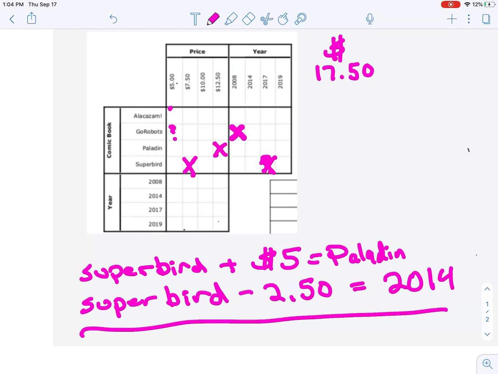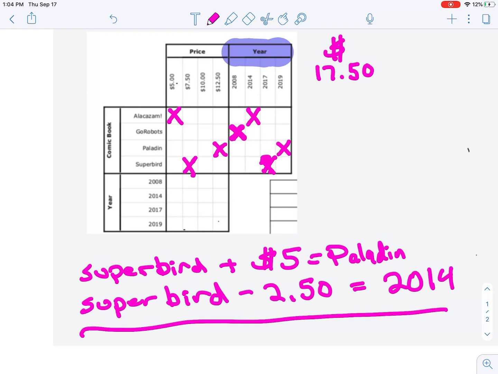Is it Go Robots or is it Alakazam? And remember, this one is 2014. Well, this one's already 2008. So 2014 must be right there. So that's how I know it's Alakazam. Okay. All right. Very good. So now I'm going to look over here at my years column, and I know that there is an X in each one. So I must have 2019 here.